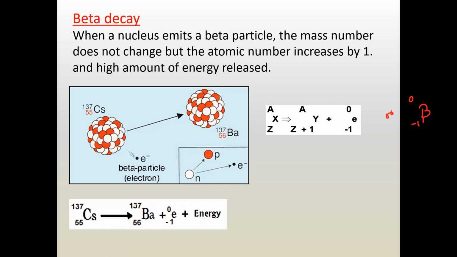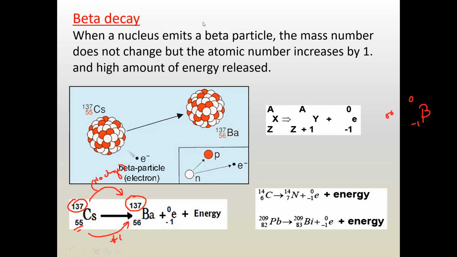For example, there's a beta decay. An element is emitting beta particles. So what happens to the nucleon number? Originally it was 137. It will remain 137. The nucleon number does not change. But what happens to the proton number? Originally it is 55. Now it becomes 56 because the number of protons increases by 1. So it will always increase by 1. And then there's a symbol for beta.